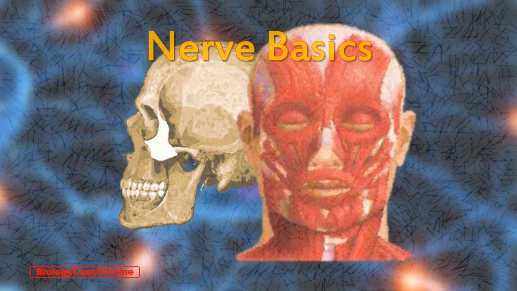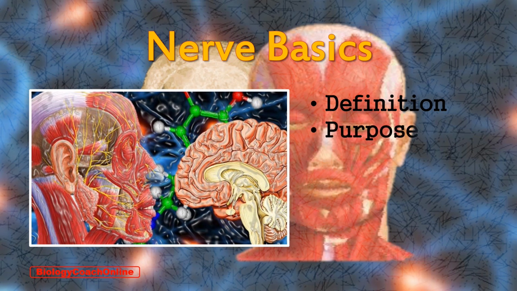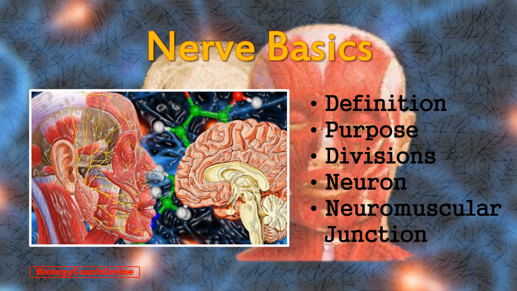In this lecture, we will define nervous system and describe its purpose with regard to function. Did you know that your brain and your spinal cord comprise your central nervous system? We will describe the anatomical divisions in this lecture. The primary cell of the central nervous system is the neuron, and we will examine its structure as well. Finally, we will briefly examine the neuromuscular junction, or the connection between your nervous system and your muscular system.